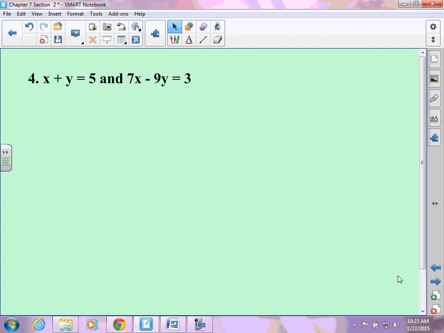I like the y equals because that's what we're used to. But technically, I could do x equals also. I could. But I like the y equals because that's kind of what we've been doing when we graph. So I'm going to subtract x on both sides of that equation, and I get y equals negative x plus 5.